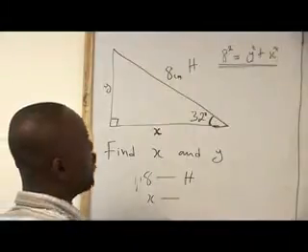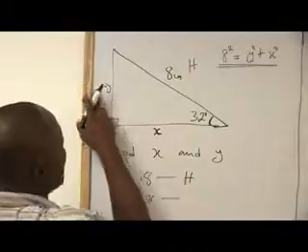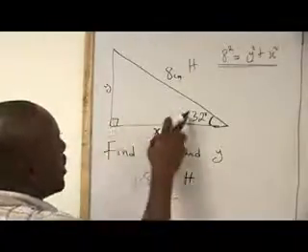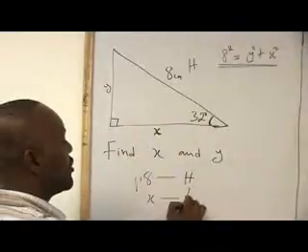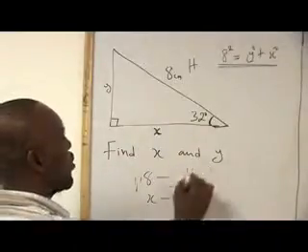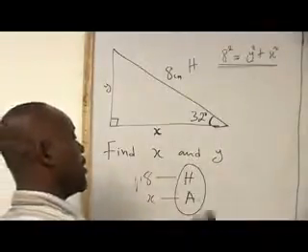What is x? Is it the opposite or is it the adjacent? And look at this. The opposite will be y because it's facing our considered angle. In that case, my x is the adjacent. And I say, okay, I'm combining h and a.